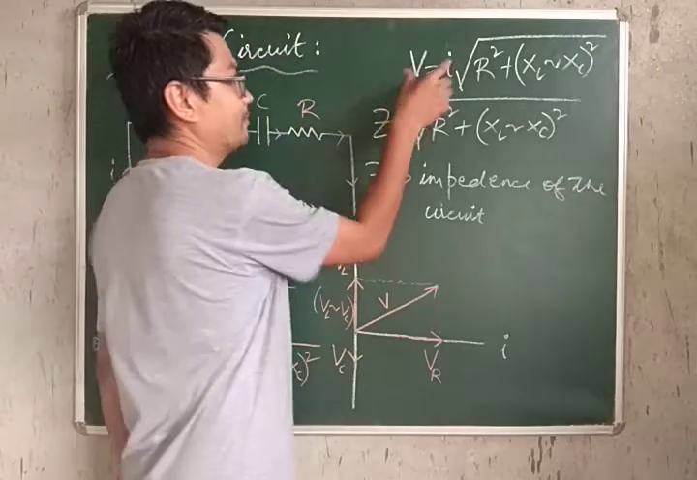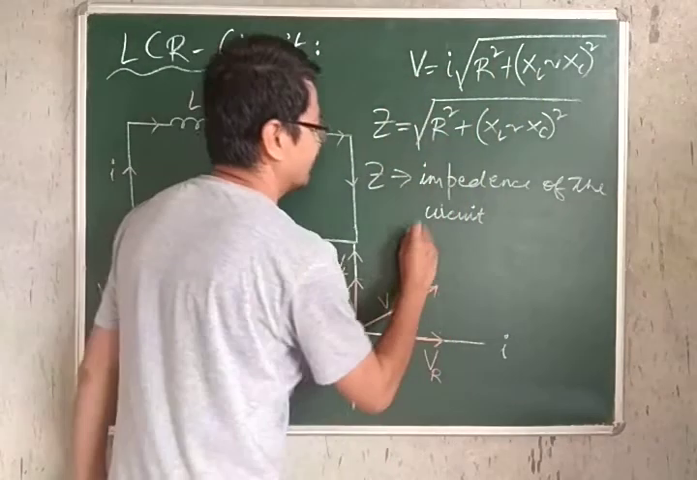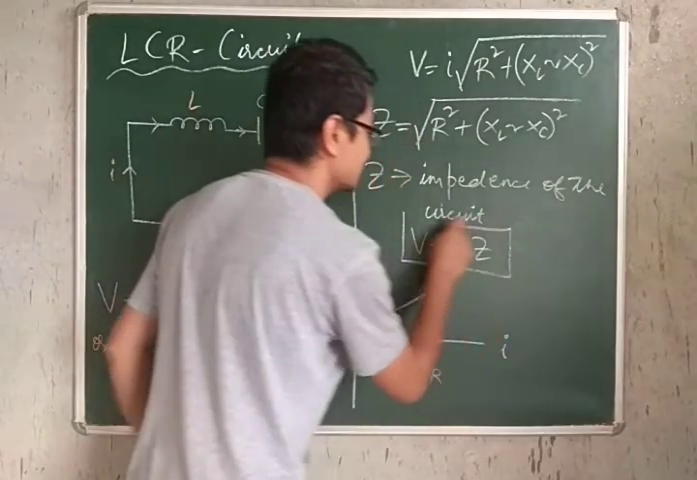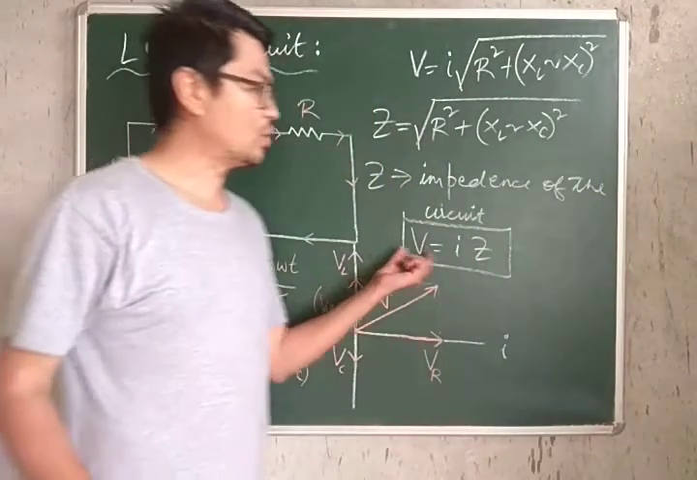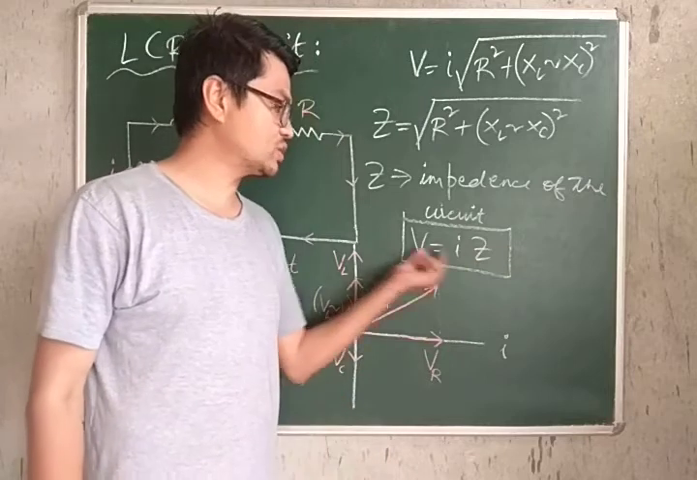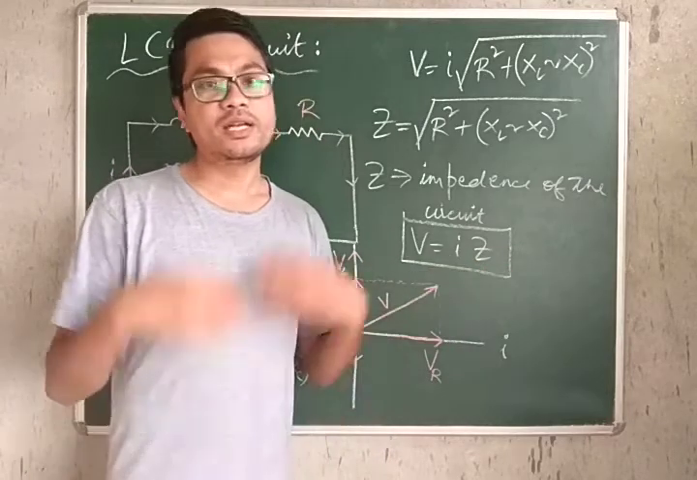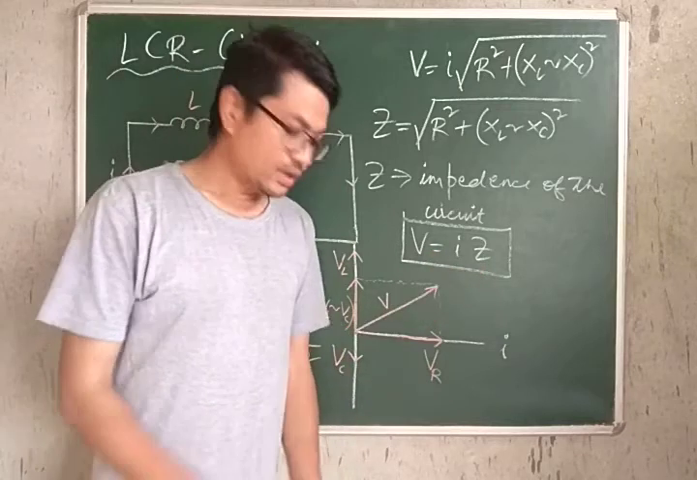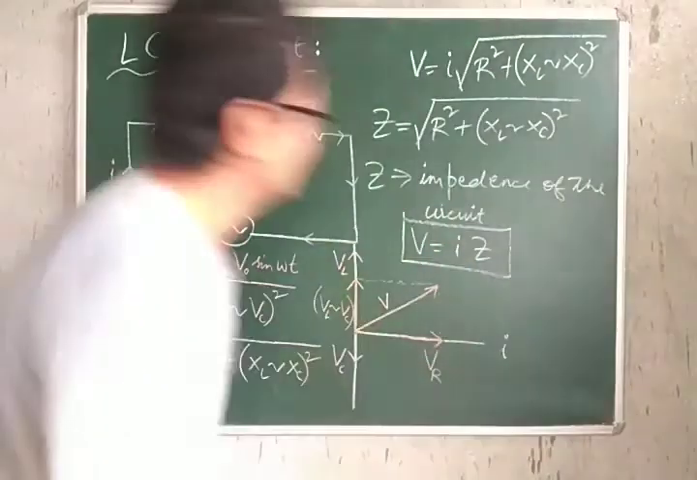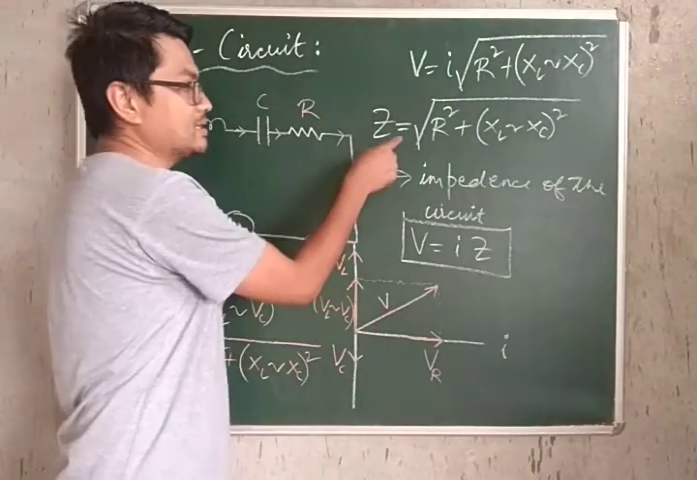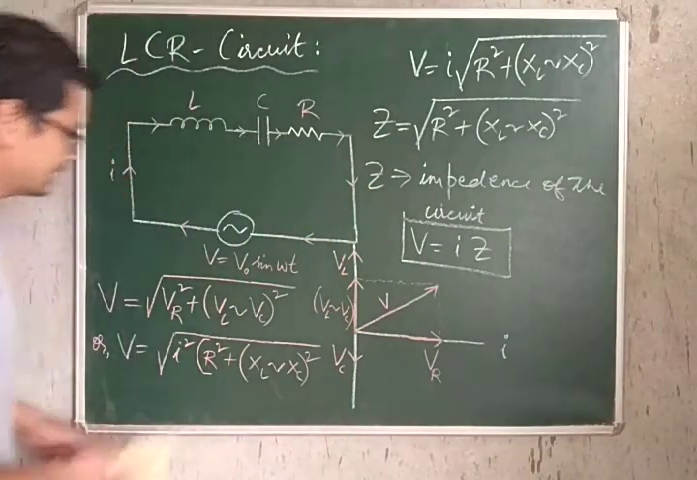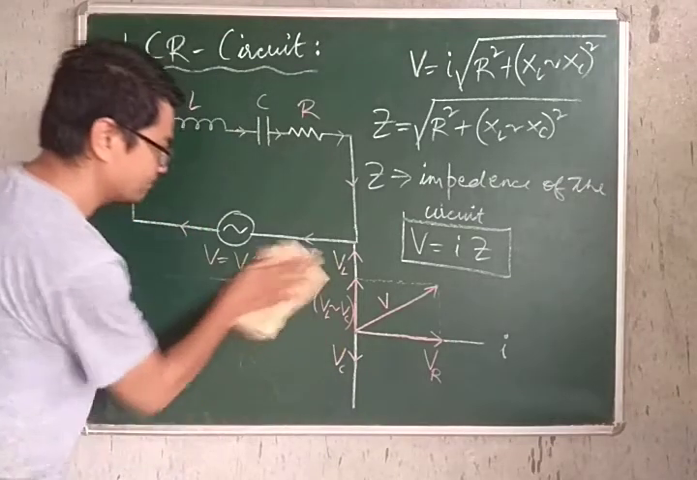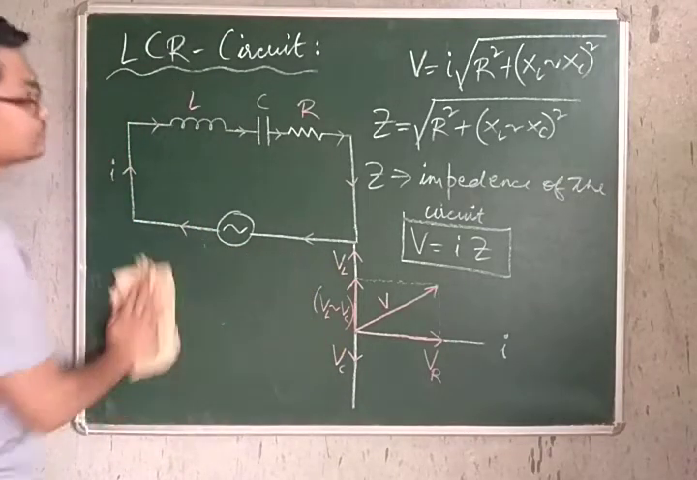Okay, so from here therefore we can write V is I into Z. So this is in the form of Ohm's law, as you can see written. Potential is current into the effective resistance of the circuit. Is this okay? Alright, so don't forget, this is something called the impedance. Let me erase this part. Let me not erase the phasor diagram.